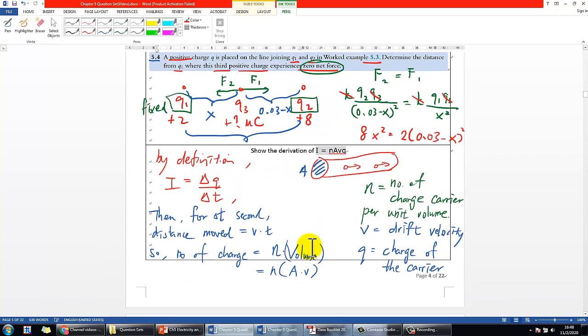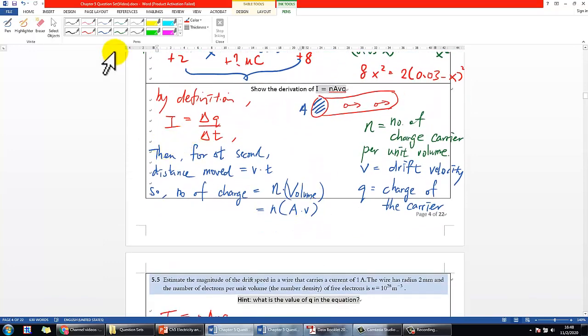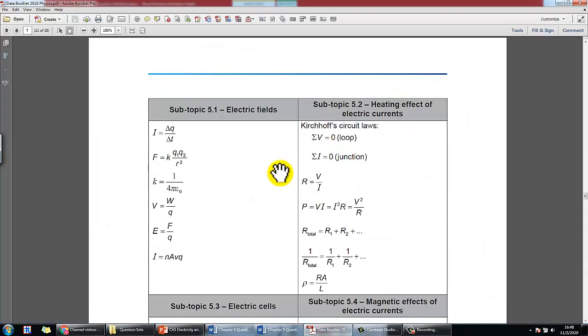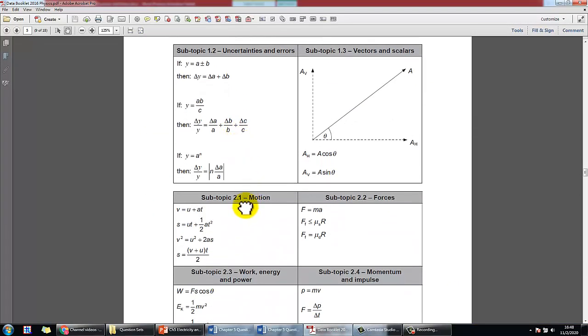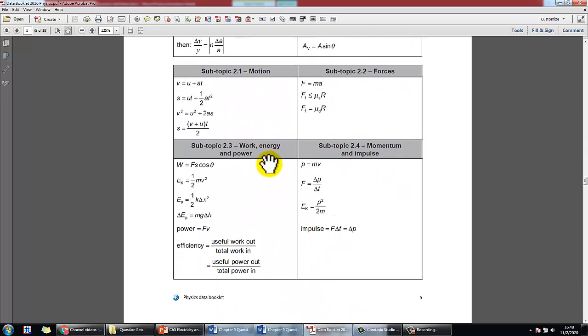Okay, right here I've done the proof already, which let me show you. When we try to derive something in physics, we always have to start with the definition. As I always emphasize, there are so many equations if you look at the data booklet. You have to really realize what are being defined and what are being derived.